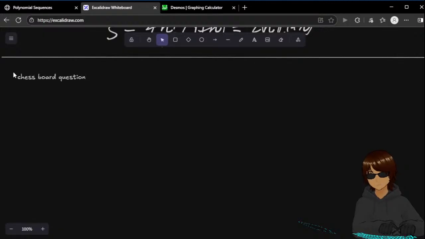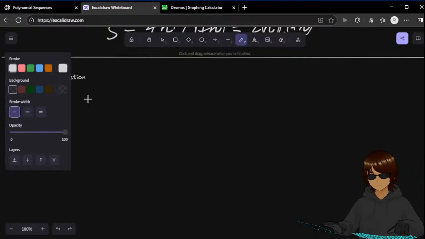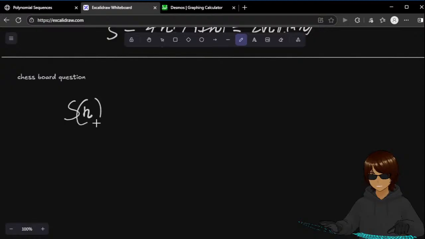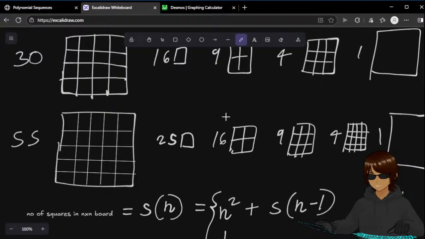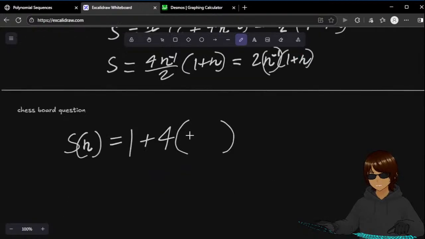Chessboard question. For S n, 1 to count the big square, and then 4 to count the smaller squares, which are one size smaller. But within the smaller square, there are S n minus 1 squares inside.